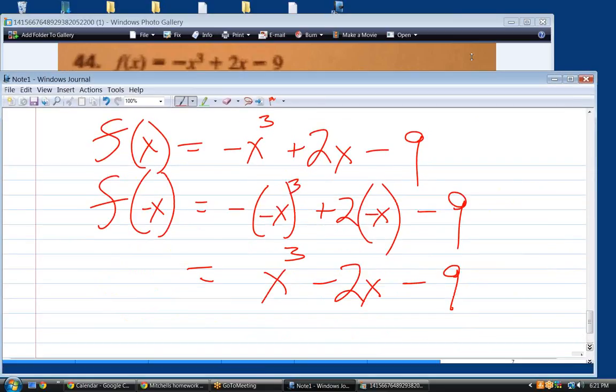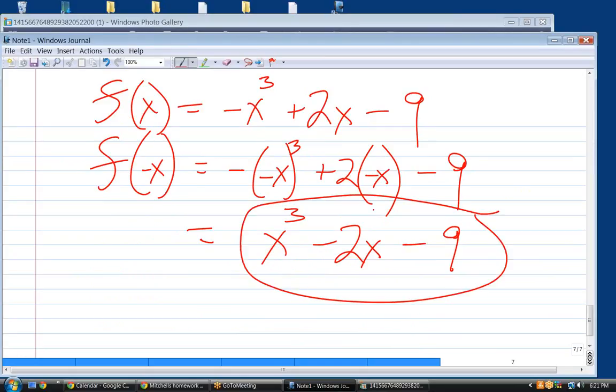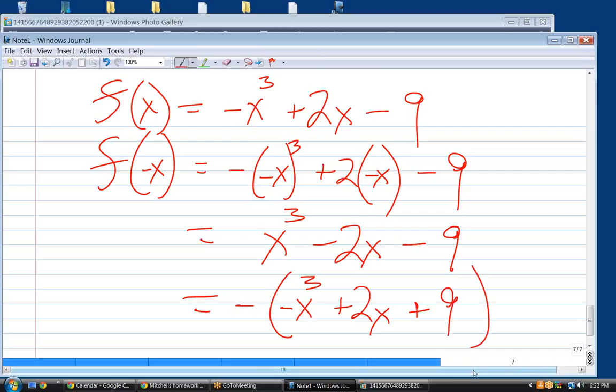And if we try to make that final expression look like either negative f of x or f of x, it's clearly not f of x, right? So the question is, is it negative f of x? Well, let's factor out a negative. But what's left behind is this. That is not f of x. So this is not either f of x or negative f of x. So this is a big fat neither.